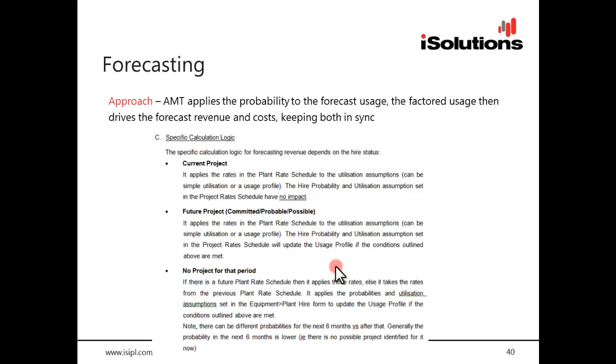So it does just provide a level of protection as well around the current projects. It's only future projects where you are signing that it's possible or it's probable, and you're assigning these different probabilities. So it's only the things in the future that this logic is being applied to.